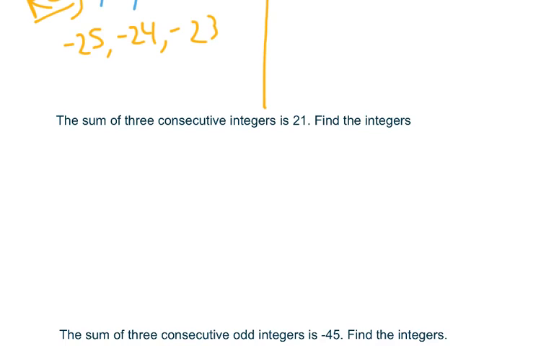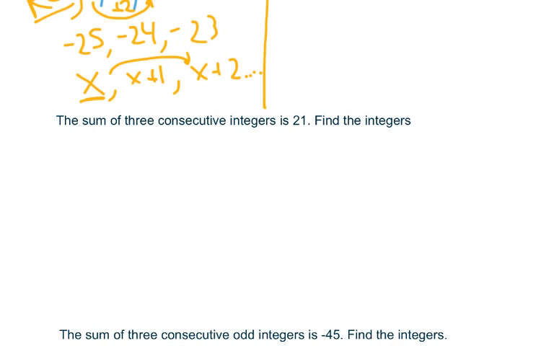So algebraically, if we don't know where we are, the first one is x, the next one is x plus 1, and the one after that is x plus 2. Think about how you get from 1 to 3. You have to add 2. And so that's why if our first one is x, the third one is x plus 2, and we follow that pattern if needed.